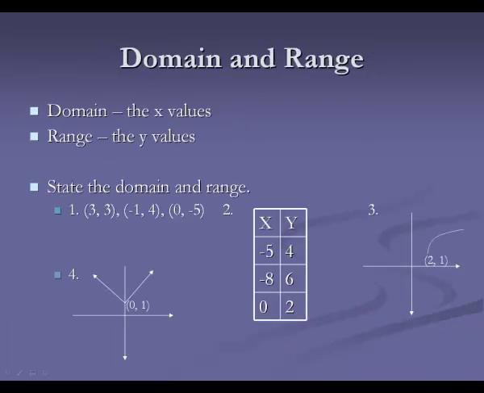Okay, on the next one, domain is the x values, range is the y values. When we state the domain and range, looking at coordinates, for the domain I just state out the x values. 3, -1, and 0 is the domain for number 1. For range, you have to state out the y values. 3, 4, and -5 would be the range for number 1.